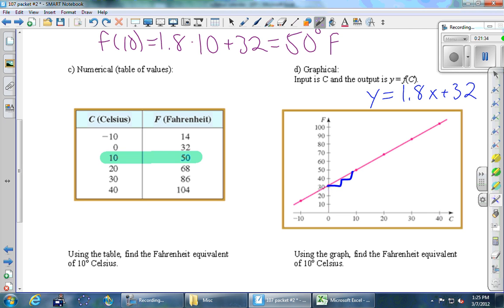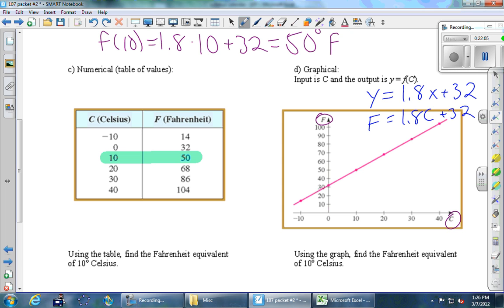But it's not really those letters, so let's tell it like it is. It was really f equals 1.8c plus 32. And you can see that the c is down there where normally there's what letter? X. And then there's f. Normally there's a y, but it's okay. It's the same thing. All right, can you guys use the graph to find the Fahrenheit equivalent of 10 degrees Celsius? I already know the answer is 50 because it's been 53 times. But can you find the answer looking at just the graph?